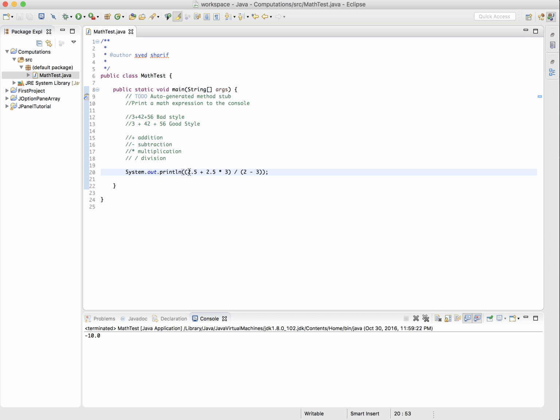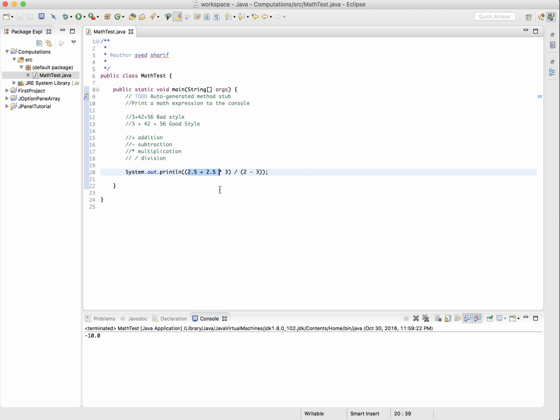And that makes sense. 2.5 plus 2.5 is 5, times 3 is 15. Divided by... What's 2 minus 3? Come on. What's 2 minus 3? I'm just messing with you guys. Okay, so you get the point. 2 minus 3 is negative 1.